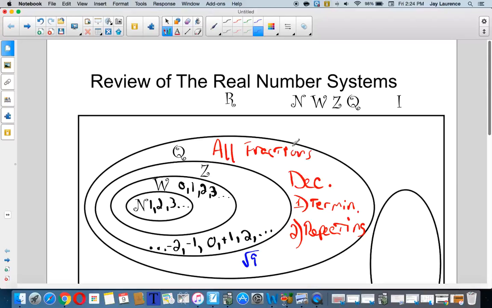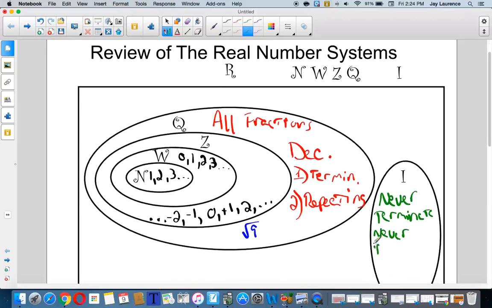Okay, now there's that special group of decimals that never terminate and never repeat. It's not good enough to just say it goes on forever. These are the irrationals. These are the decimals that never terminate, and they also never repeat. That doesn't mean the digits don't repeat; it means there's no repetition to the pattern. So those are the irrationals.